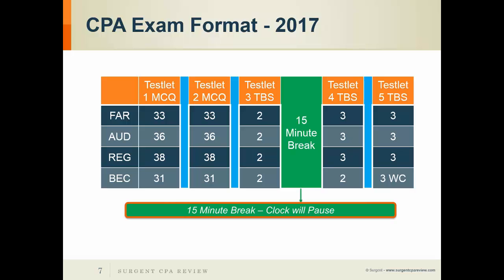The BEC section is the part that has changed the most. There are fewer multiple choice questions asked in BEC, only 31 in each of the first 2 testlets. There are 4 task-based sims asked in the BEC section, and then your final testlet will contain the 3 written communication questions. So that's the breakout.